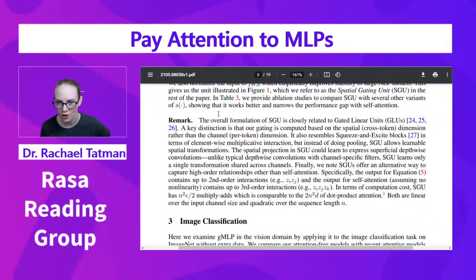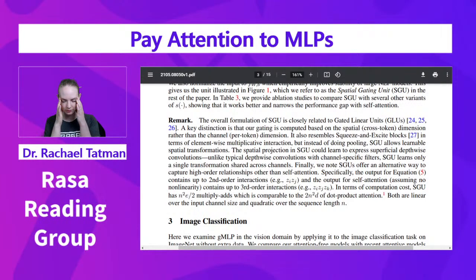Remark. The overall formulation of spatial gating units is closely related to gated linear units. A key distinction is that our gating is computed based on the spatial cross-token dimension rather than the channel per token dimension.